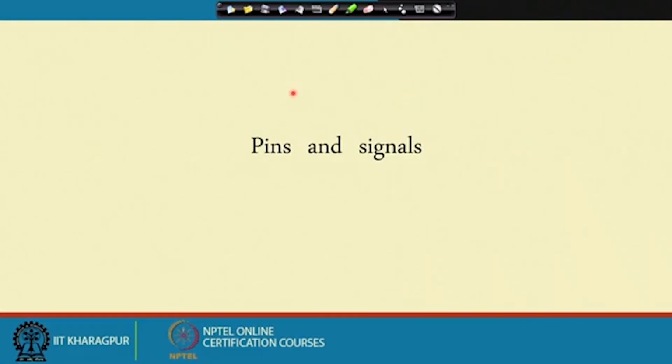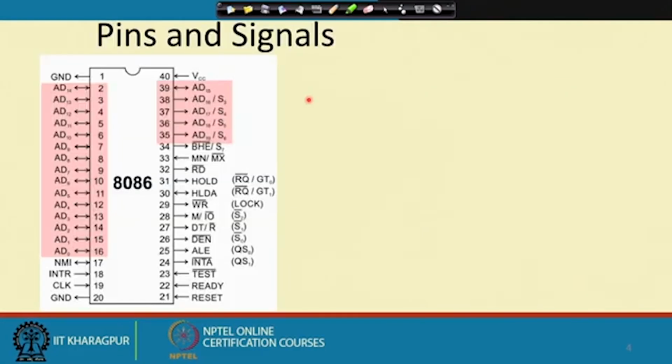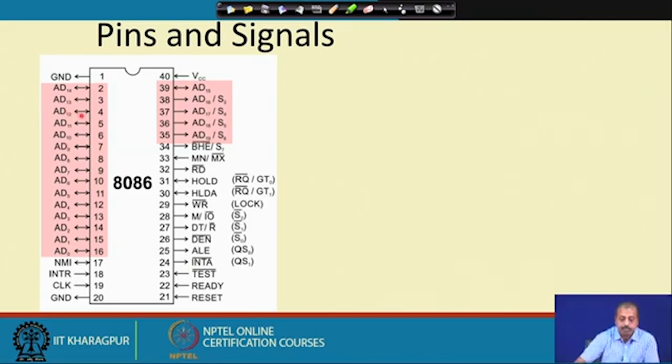So, pins and signals. We will be looking into the different pins that we have on the 8086. It has these pins AD0 through AD14. These are the 15-bit addresses, and then we have this AD15 pin as well. Then 16, 17, 18, 19. So this is the 20-bit address bus, and you see that the address bus is also multiplexed with the data bus.